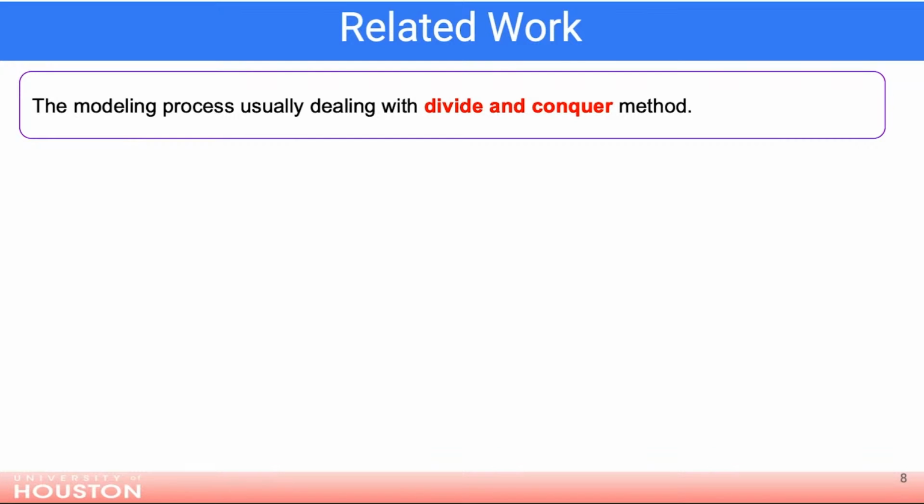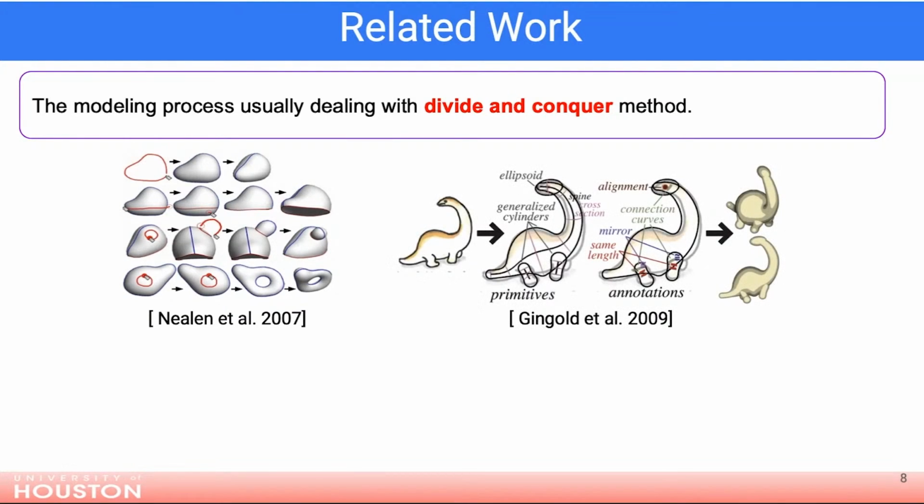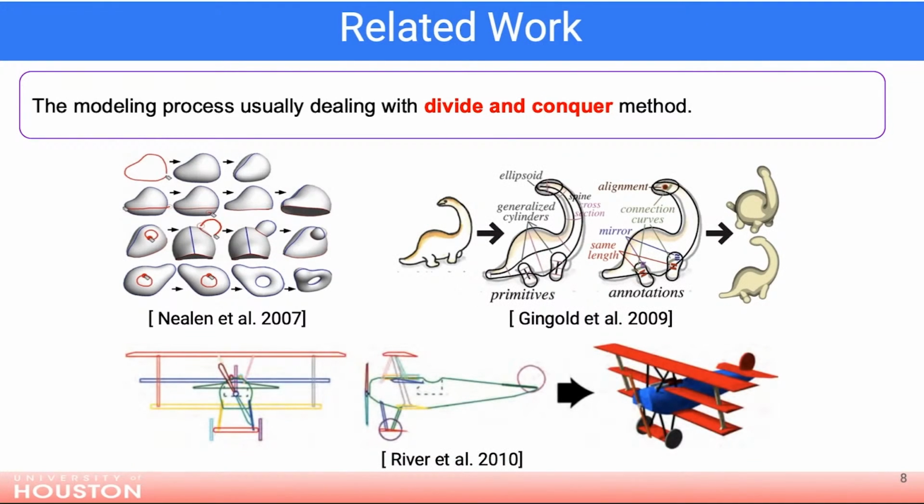To simplify the modeling process, several works use a divide and conquer algorithm to split a complex object into several simple objects. However, it's time-consuming and tough work for a beginner to define one object with different parts, like the modeling process of the head of a bear in Naty et al., the dragon in Jingold et al., and the airplane in River et al.